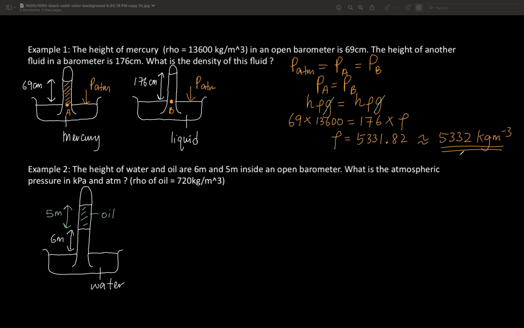Example 2. The height of water and oil are 6 meters and 5 meters inside an open barometer. What is the atmospheric pressure in kPa and ATM?